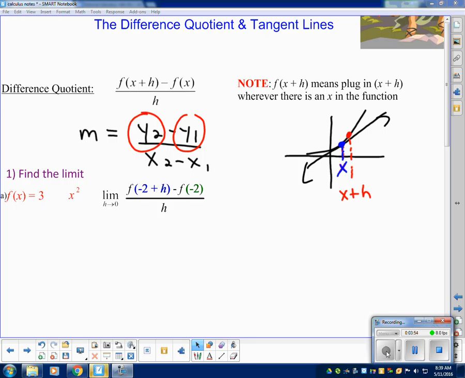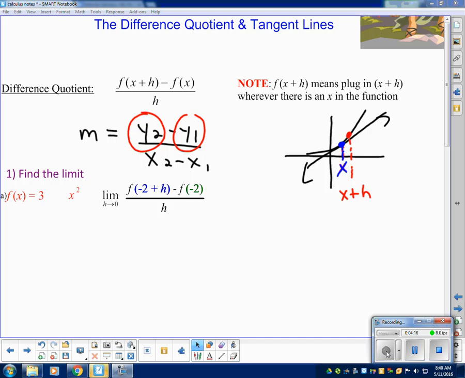So the difference quotient is really just your slope formula, y2 minus y1 over x2 minus x1. And when you apply the limit as this difference, x2 minus x1, gets as small as possible, then you have what's called the derivative, or slope of the tangent line to a curve. So that's the idea there. It's the idea that you've probably looked at this before.